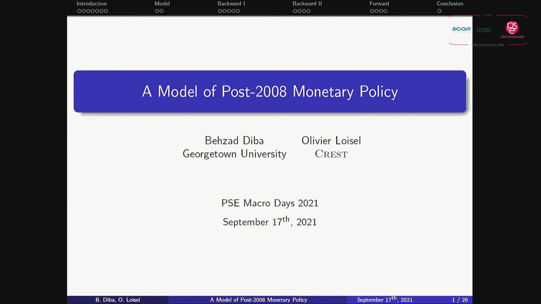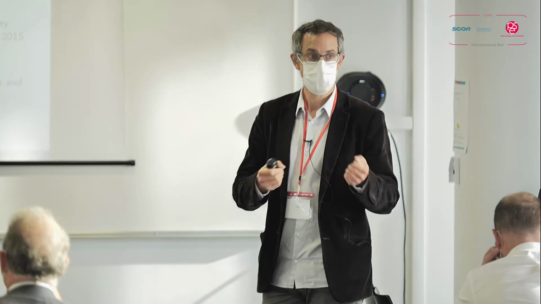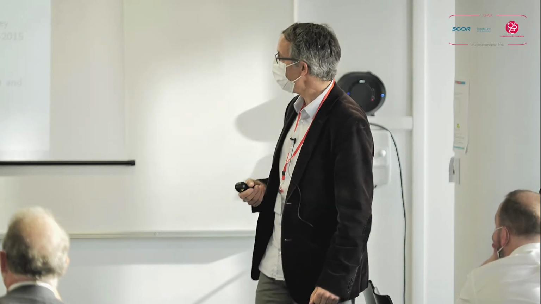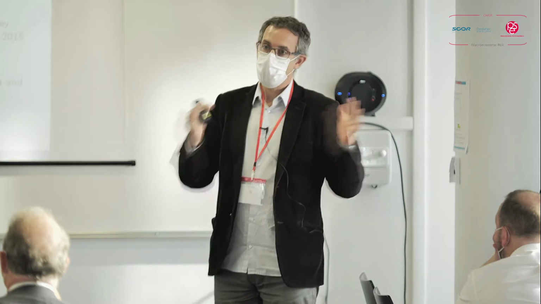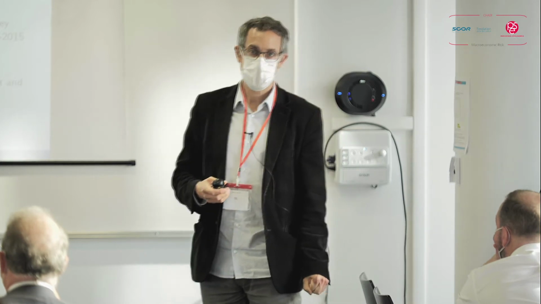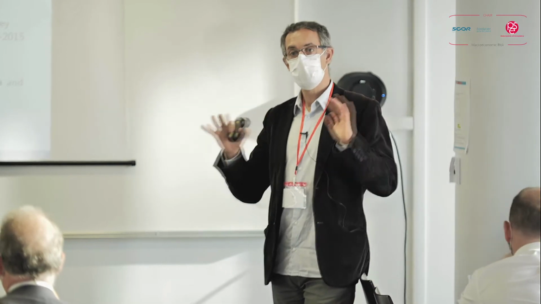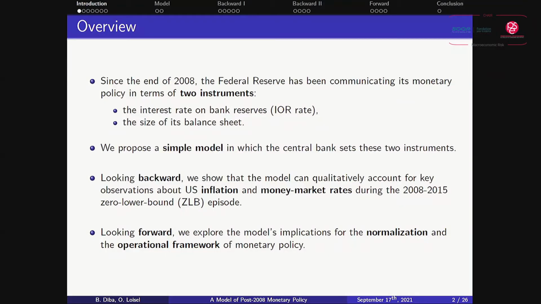So what we do in the paper is to propose a very simple model in which the central bank does set these two policy instruments. Then looking backward in time, we show that the model can qualitatively account for some key observations about US inflation and US money market rates during the ZLB episode that lasted from 2008 to 2015. And I'm going to be clear about what exactly these key observations are in a minute.